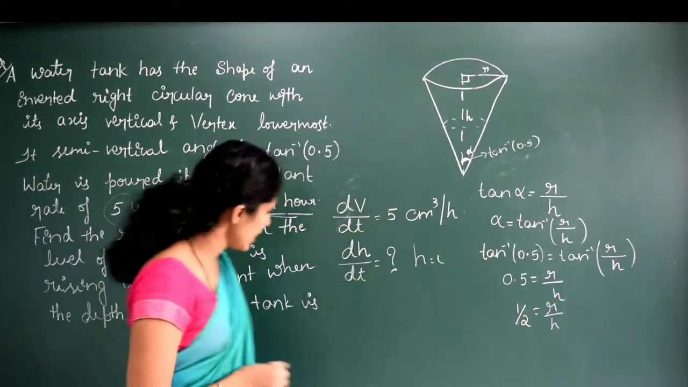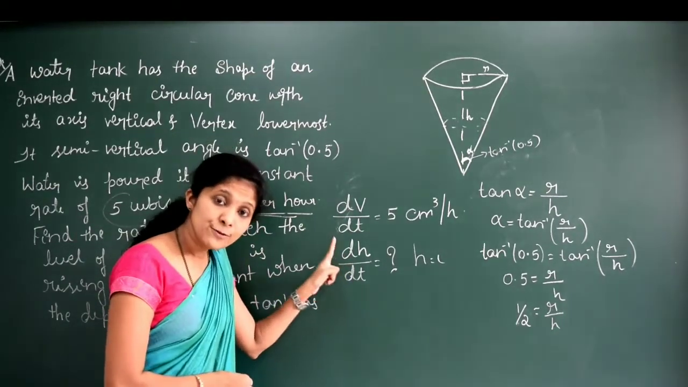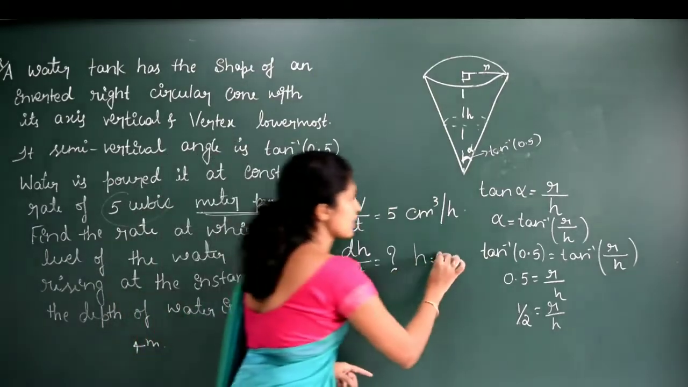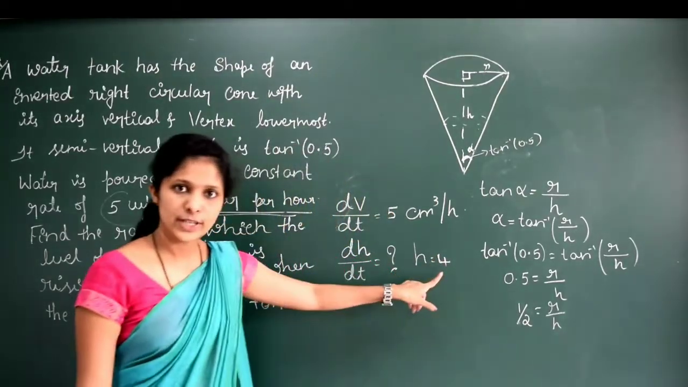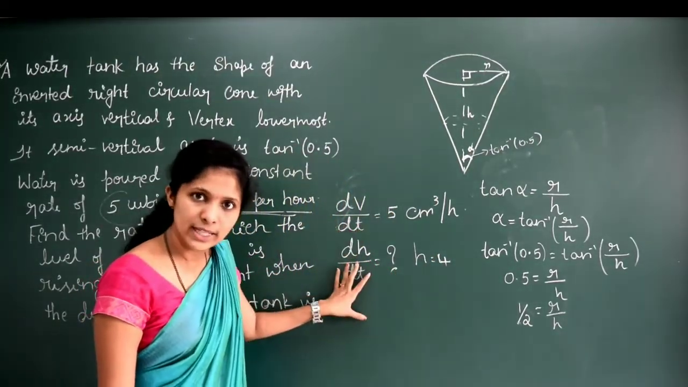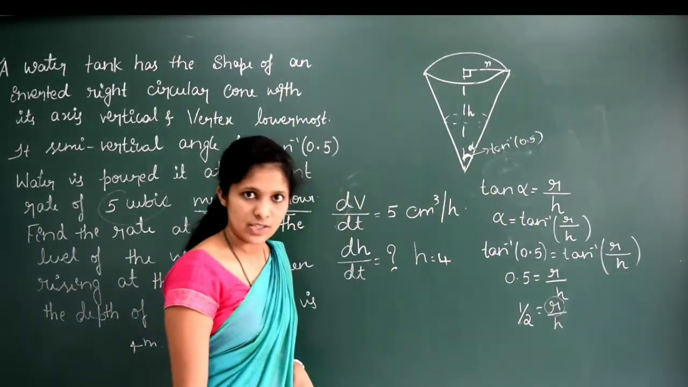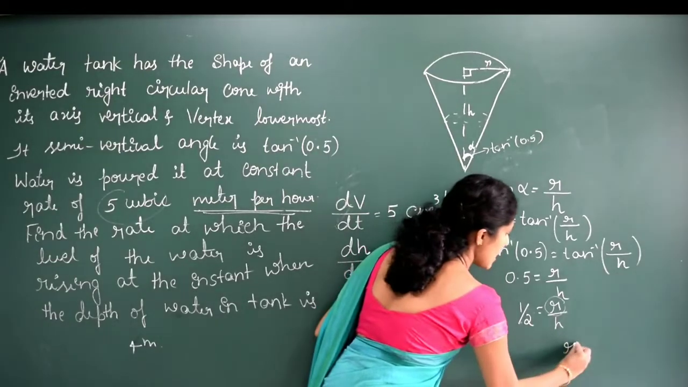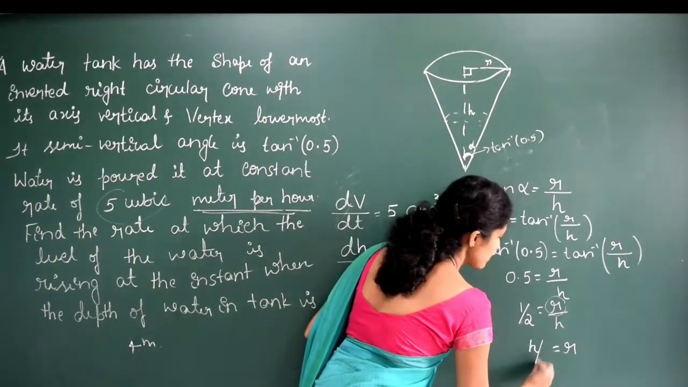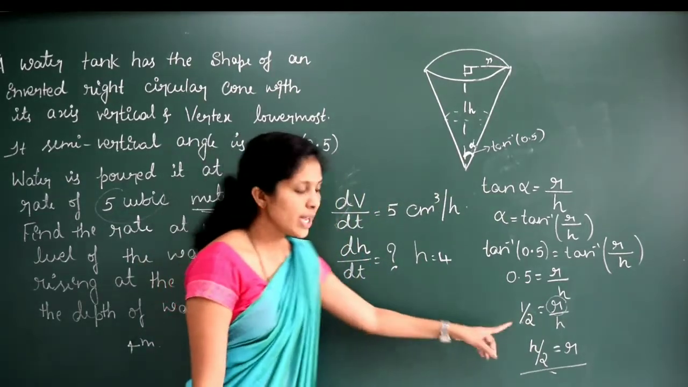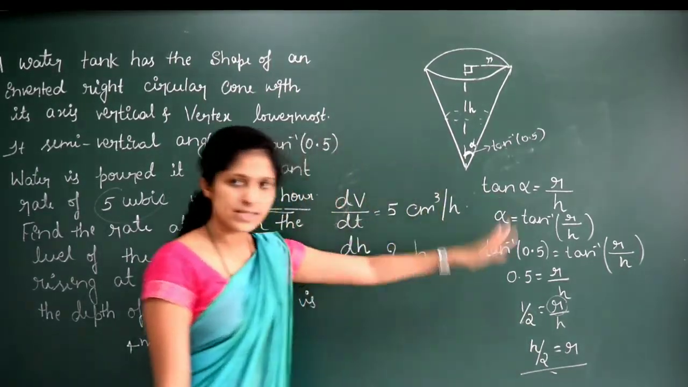Here you have to see, we need to find rate of change of h with respect to t when the value of h is equal to 4. If the value of h is 4, we have to find dh by dt. So we will write r in the form of h. Is it clear? So I can write r is equal to h by 2. I hope you understood this one. The value of r will be equal to h by 2. I will erase this now.